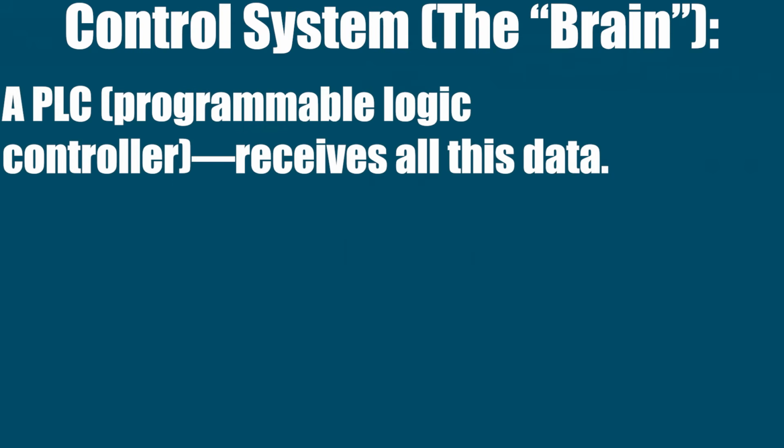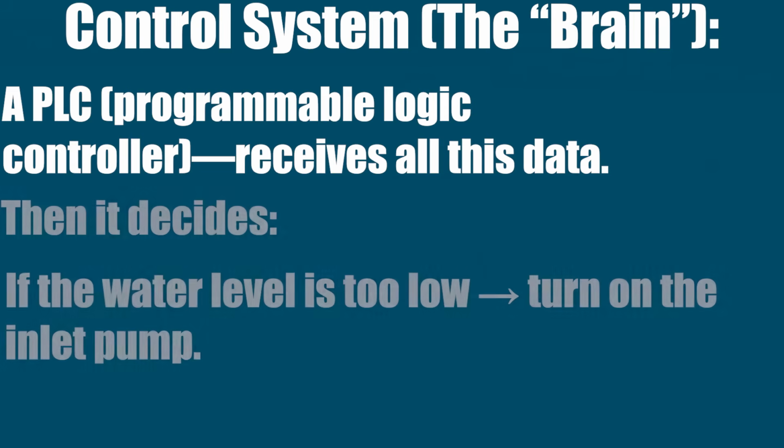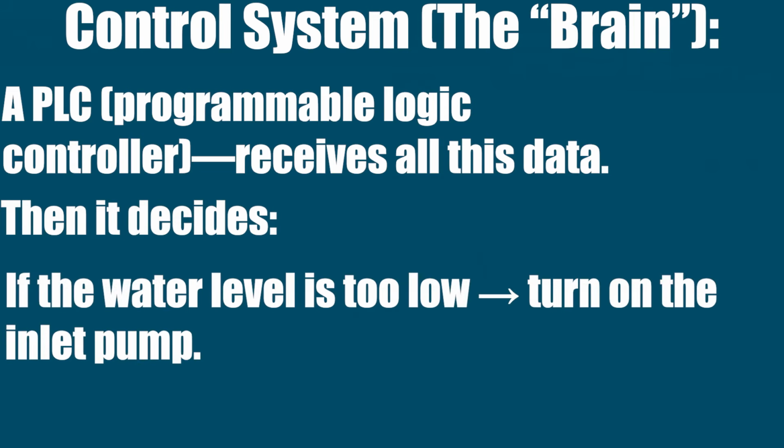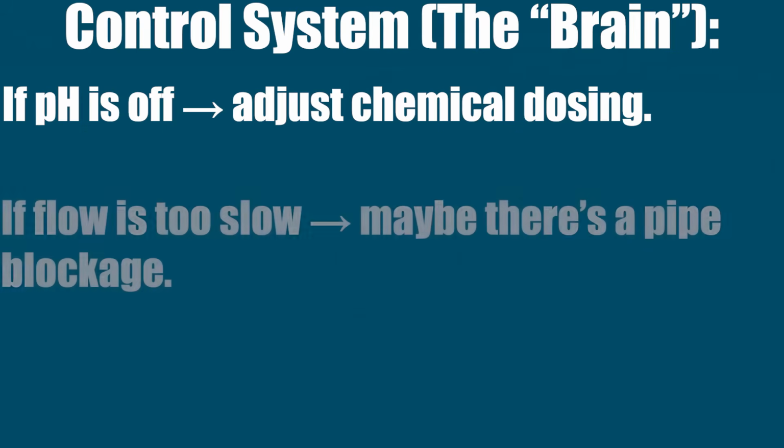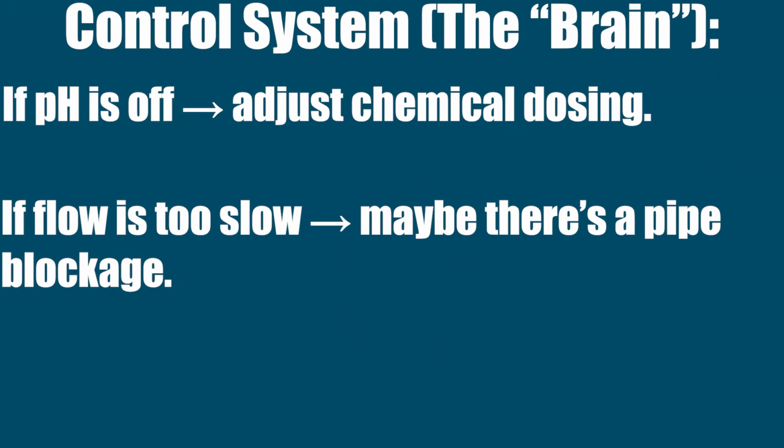The control system's the brain. Typically, you'll see that as a PLC, a programmable logic controller. It receives all this data, then it decides: if the water level is too low, it'll turn on the inlet pump. If the pH is off, it'll adjust chemical dosing. If flow's too slow, maybe there's a pipe blockage. It's all based on pre-programmed logic.